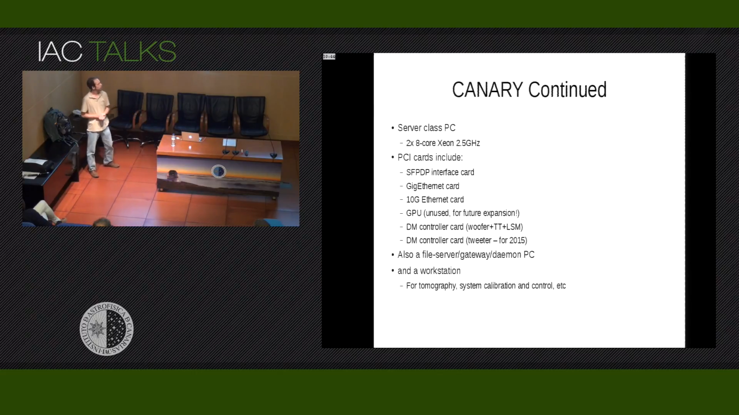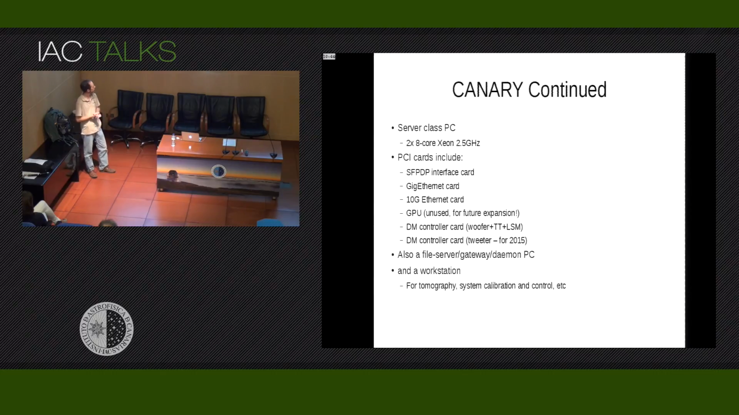So we were on CANARY on a server class PC. It's a fairly standard system. A number of PCI Express cards for the serial FPDP pixels, a gigabit Ethernet card for the Bobcat pixels for the figure sensor, a 10 gig Ethernet card which we use to get pixels from the OCAM camera, a GPU which at the moment is unused. We don't need it, but it's there if we decide we want to do something fancy in the future. A DM controller card, which does the woofer, the tip-tilt mirror, and the laser steering mirror, and then a second DM controller card, which will be for when we go on sky next summer.